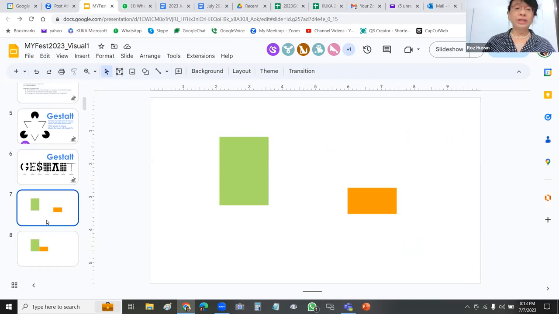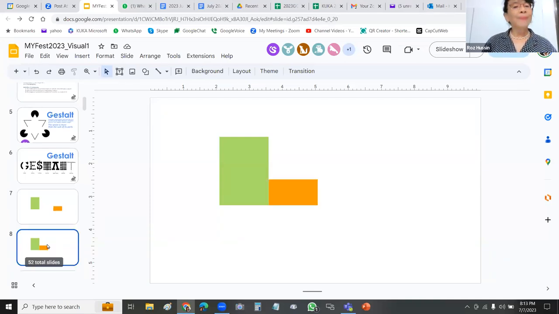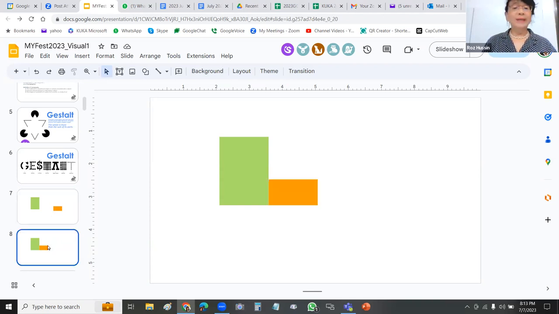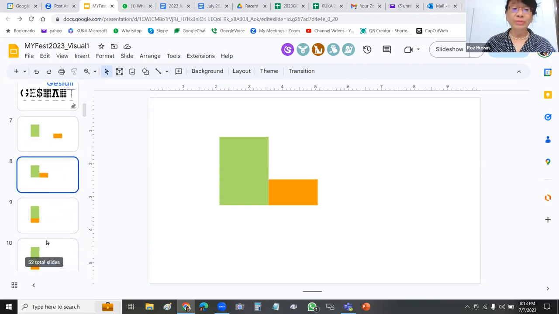There's two objects on the screen. One is a green rectangle, the other one is an orange rectangle, and they're just kind of randomly placed on the screen. What happens when you put them side by side and connected? What does your brain start to do? It starts to make a connection. Oh, there's two objects and they're connected, as compared to when they were just randomly placed on the screen. Now you place them together, it starts to have a relationship.